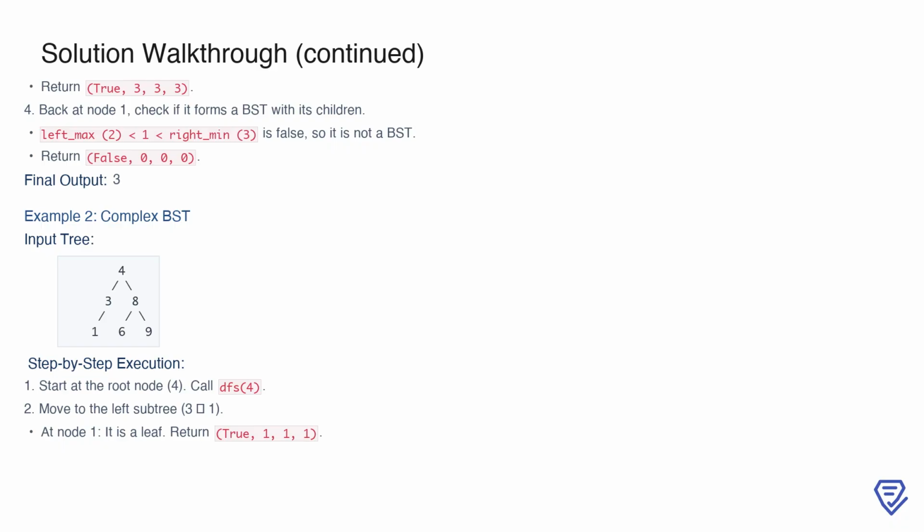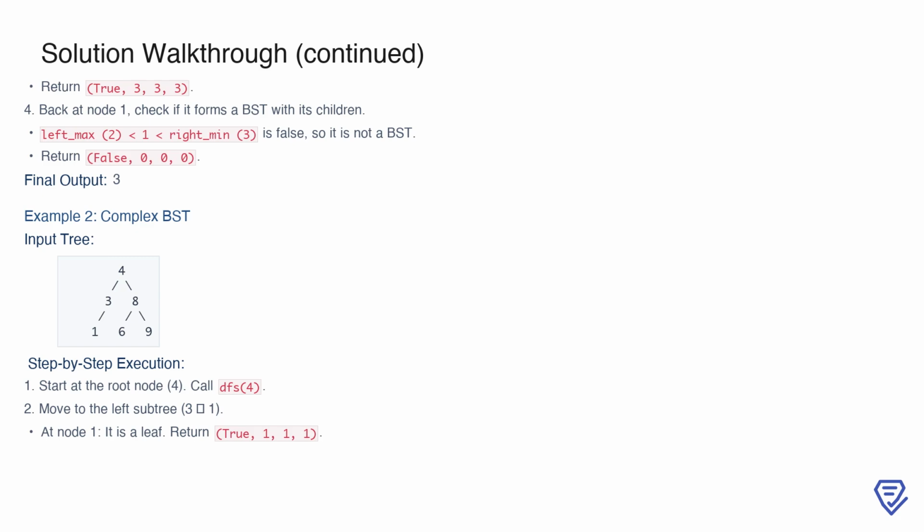However, 2 is not less than 1, so the tree rooted at node 1 is not a BST. Therefore, we return values indicating that it is not a BST, with a sum of 0. The final output for this example is the maximum sum we recorded, which is 3.